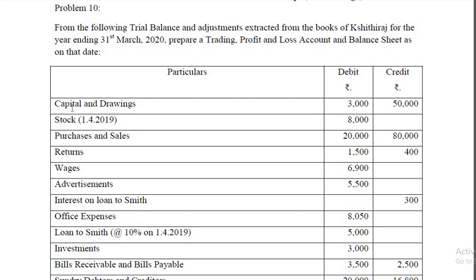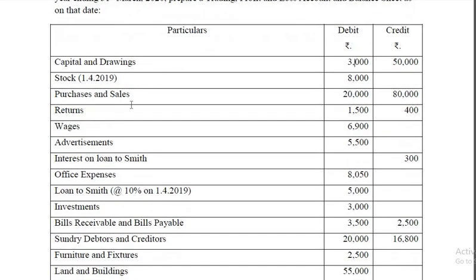Here, though it is given as capital and drawings, capital is always a credit balance of 50,000 and drawings are 3,000. Capital and drawings both will come to the liability side of the balance sheet. Opening balance of capital 50,000. To that you have to add interest on capital. Then net profit, if any, should also be added. Therefore we have to deduct drawings including interest on drawings.